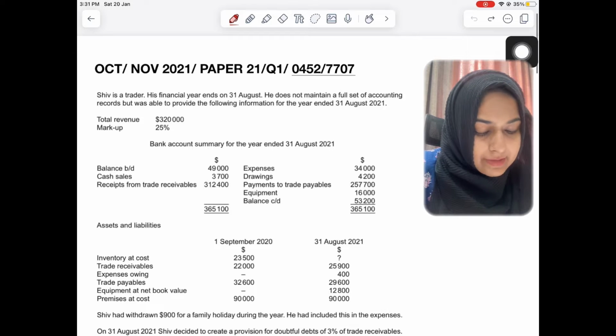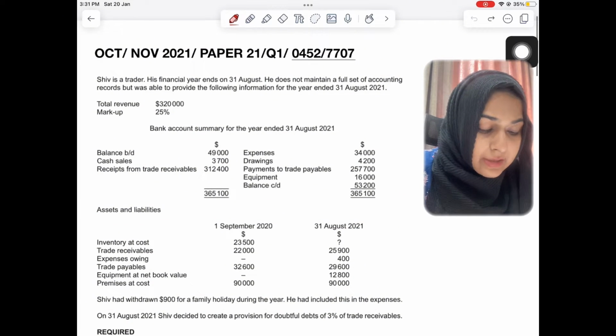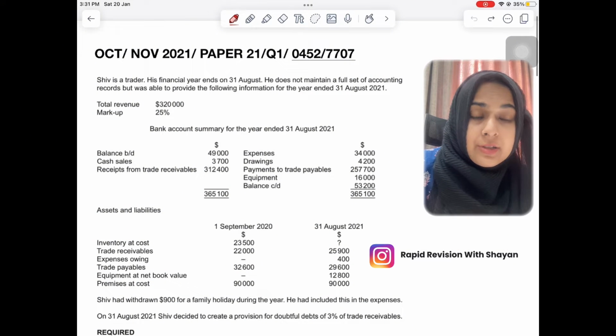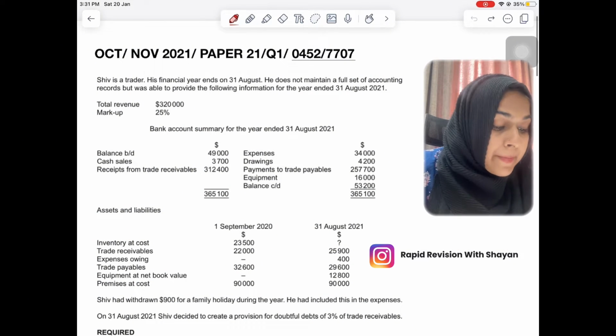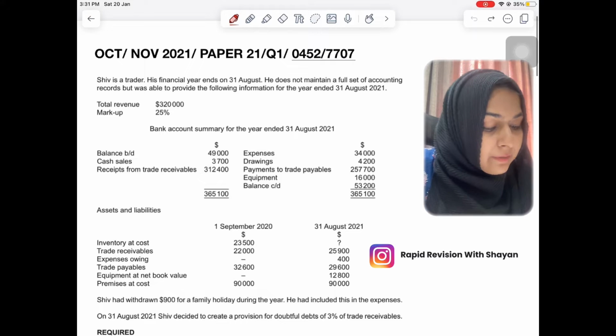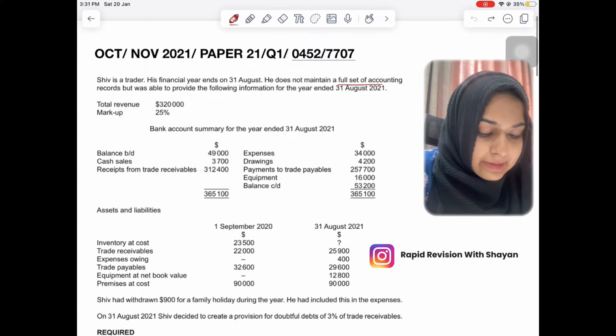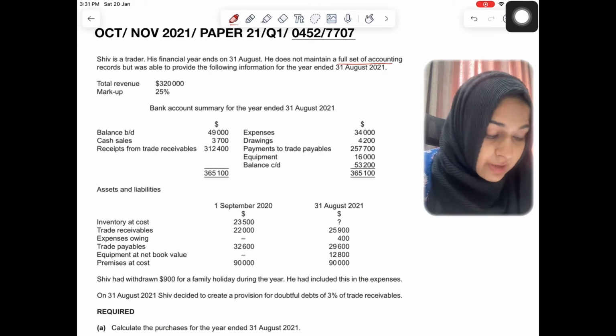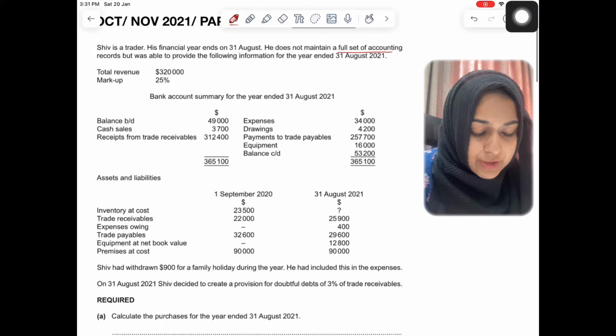This question says Shiv is a trader. His financial year ends on 31st August, which means his financial year starts on 1st September. He does not maintain a full set of accounting records. This tells me that it's an incomplete records question, but he was able to provide the following information for the year ended 31st August 2021. So they've given you incomplete information basically.